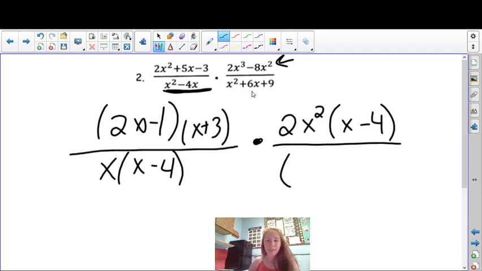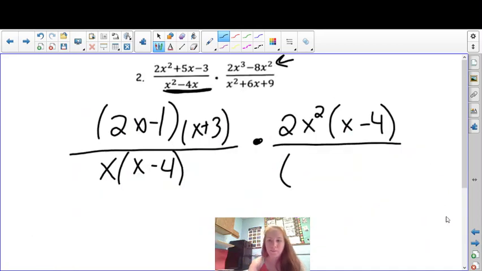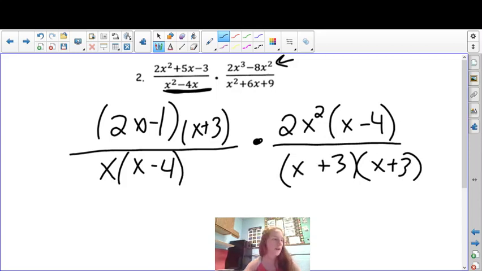And this denominator is very similar to the numerator. Here, the only difference is I have a plus 6. So it's x plus 3 and x plus 3, because we're still multiplying to 9 and still adding to 6, but my 6 this time is positive. So I have everything factored down as best as I can.